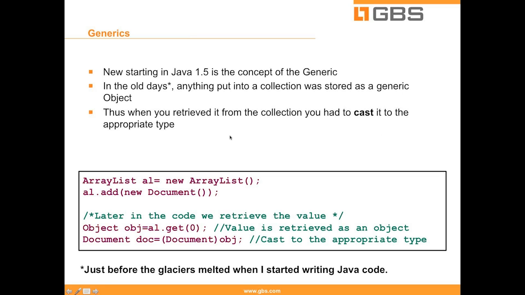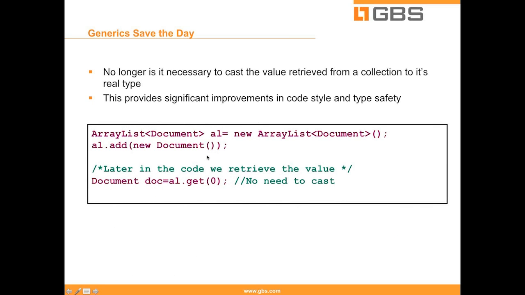But generics allow us to no longer have to use the actual casting. So prior to Java 1.5, I could create a new array list and I could add a document to it, but the array list would only take objects. So when I needed to read the value back out of that array list, I would have to specifically cast it as a document object. And we kind of have generics kind of save the day.